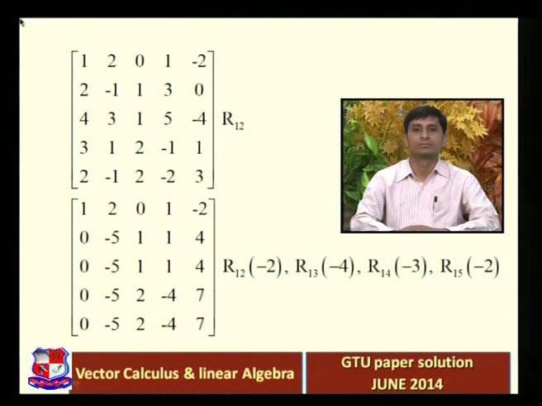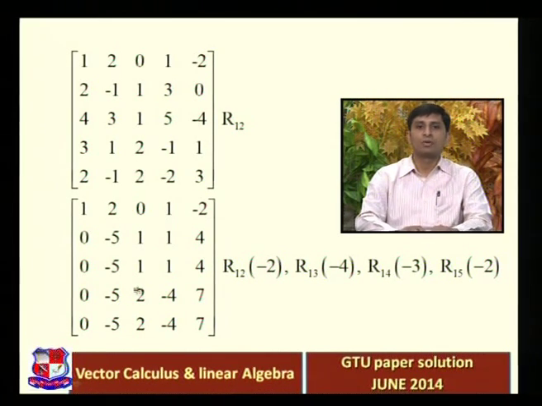Now the next process: we are multiplying the first row with -2. Now this is our leading entry. You can see this first 1 is our leading entry, and below that leading entry in that column we want 0. So that's why we are multiplying the first row with -2 and adding into the second row, also multiplying the first row with -4 and adding into the third row, multiplying the first row with -3 and adding into the fourth row, and then multiplying with -2 and adding into the fifth row.